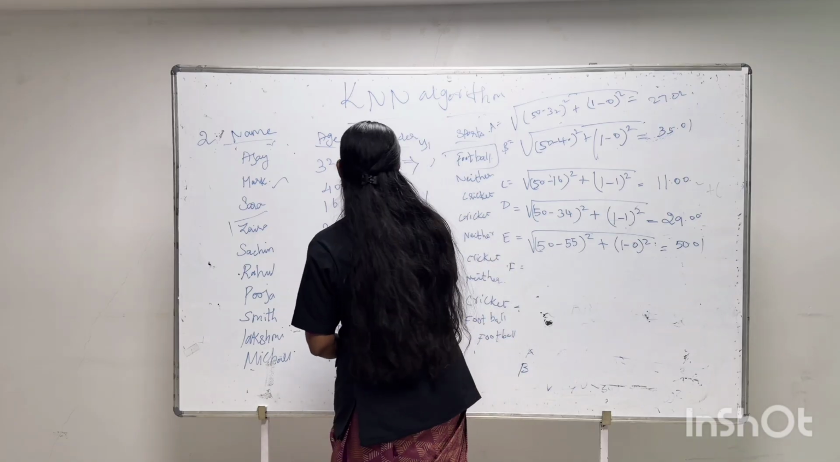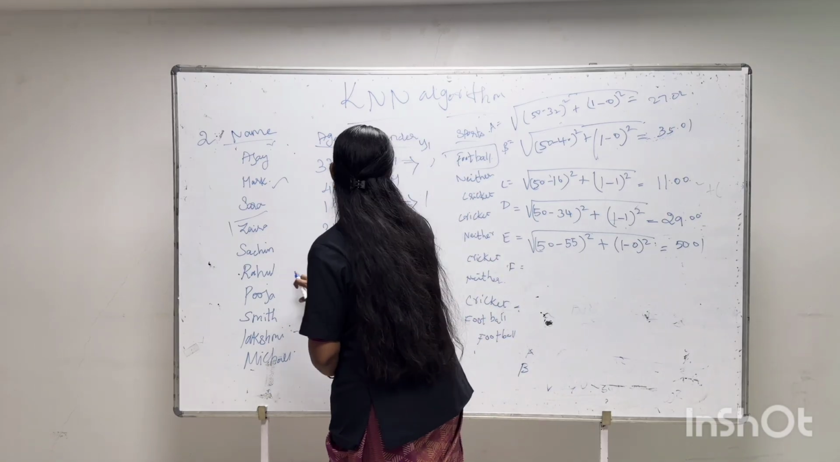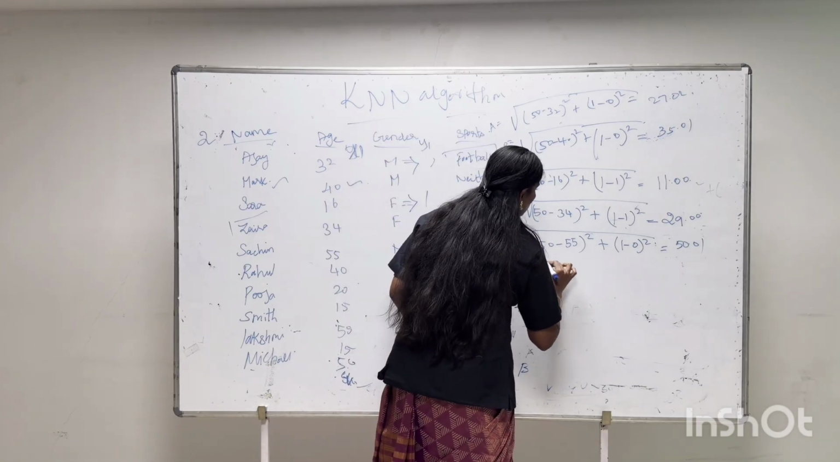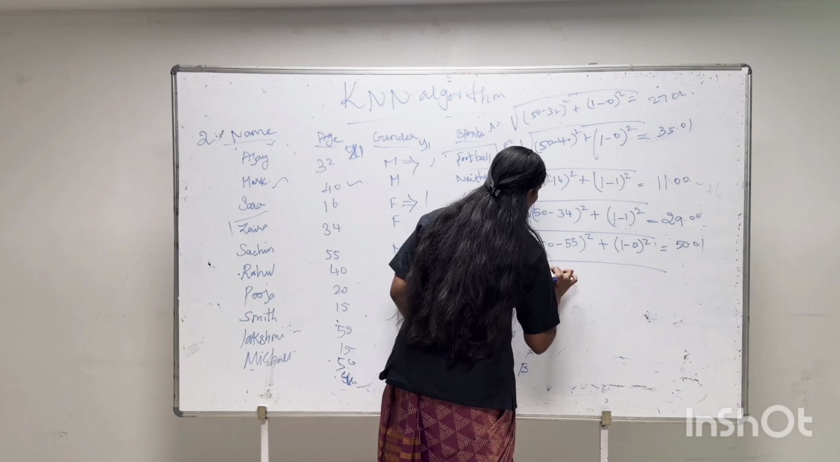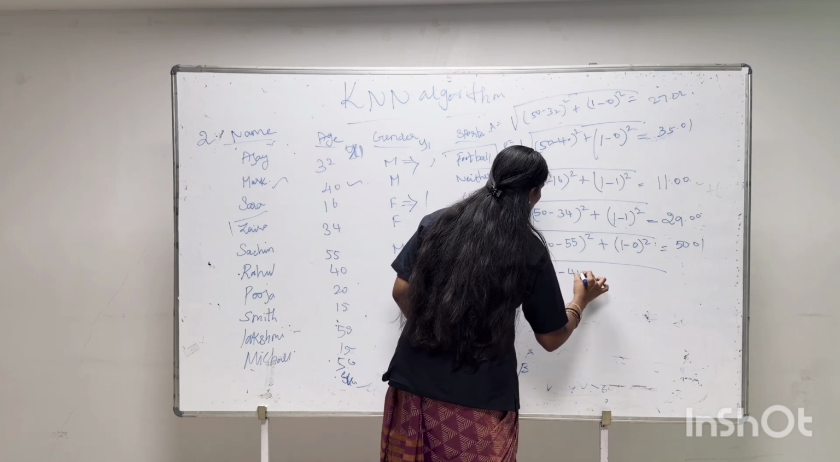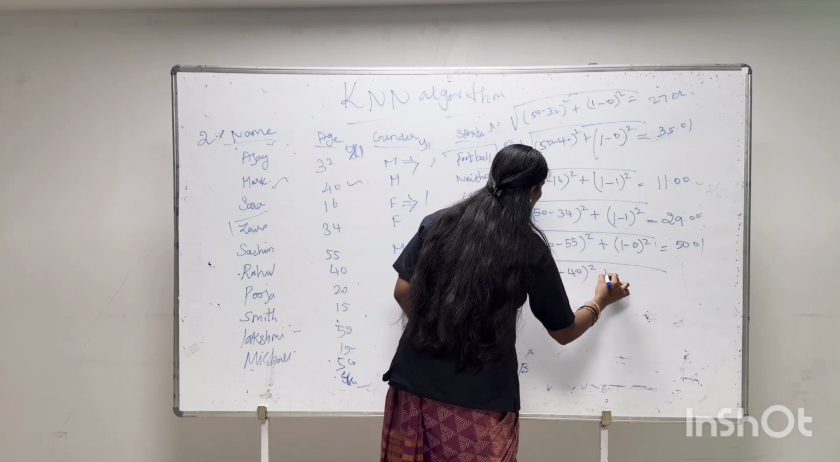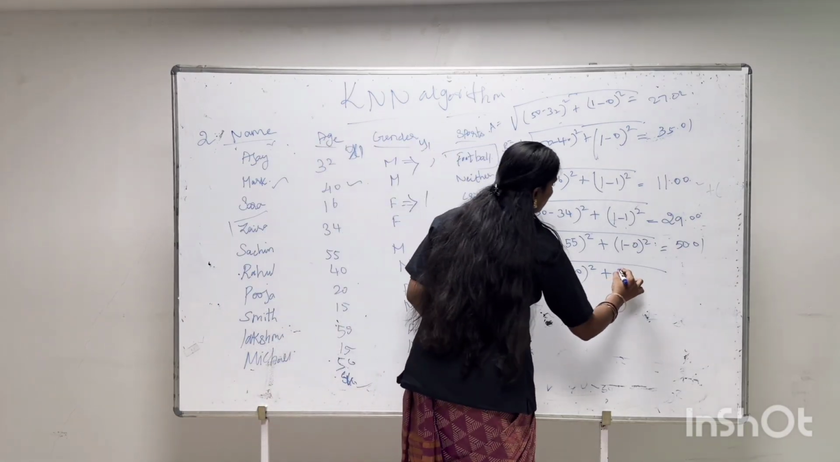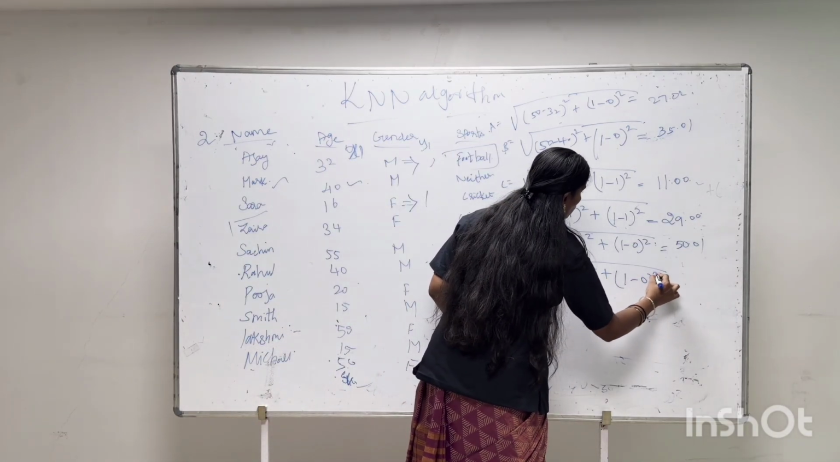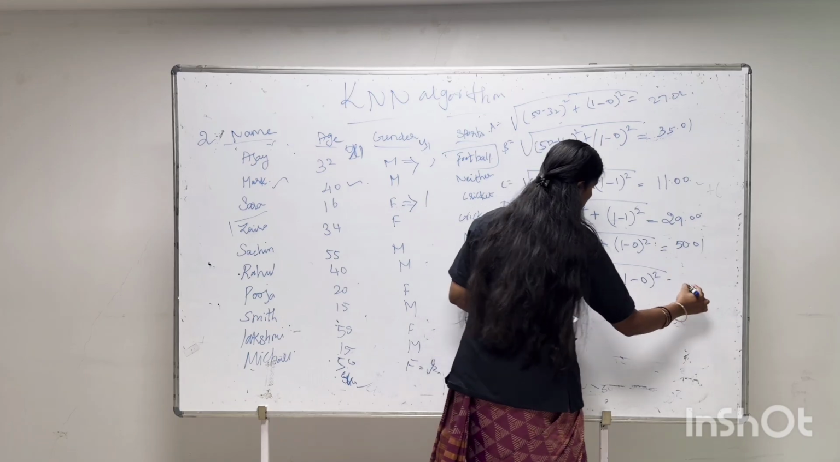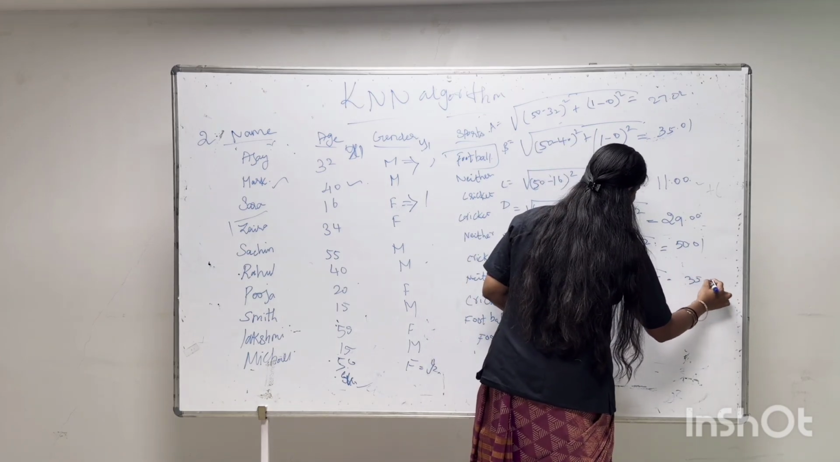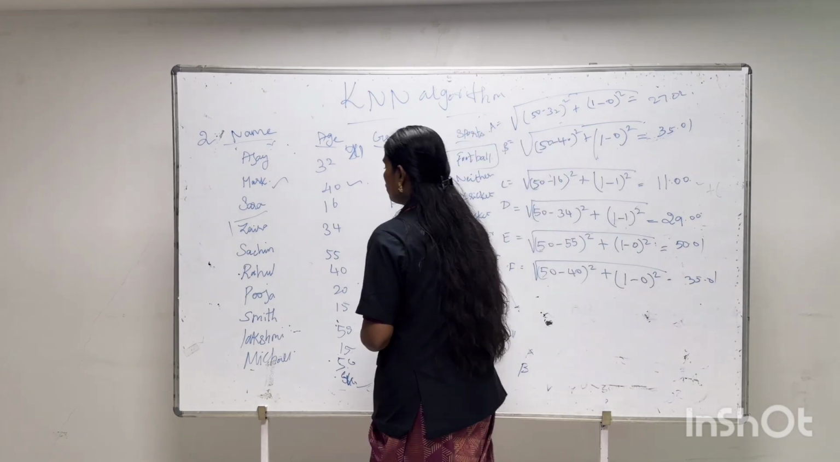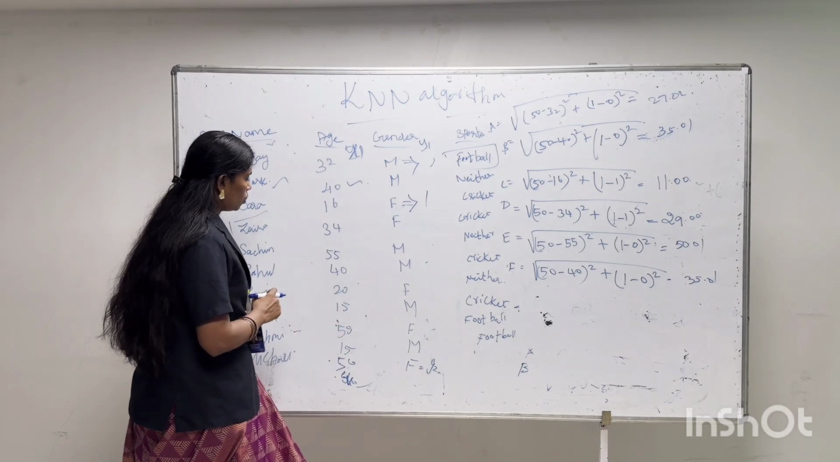So next we are going to find for Rahul. For Rahul, the age was 40. So our x2 value is 50 minus 40, whole square plus female minus male, so 1 minus 0 whole square, the value will be 35.01.